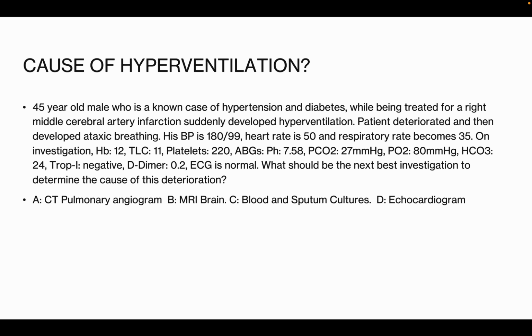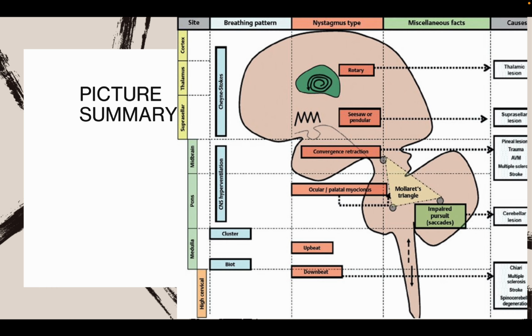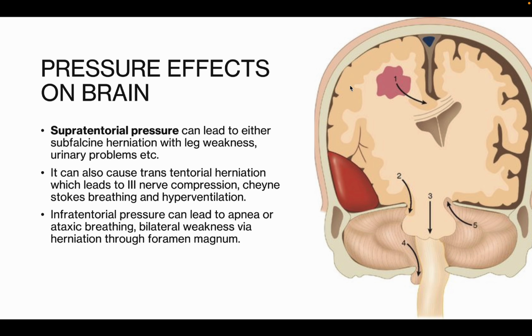So likely an MRI brain would be needed to find out if the bleed or stroke that the patient has, now in this case it's a stroke, middle cerebral artery infarction, has increased in size and the pressure on the brain is increased or not. And as we have previously shown you in this diagram, if there was a middle cerebral artery infarction here, it can very well cause the pressure to increase and the brain to herniate down below here. Eventually, the pressure can transmit here and the brain can completely herniate down from below the foramen magnum. And that would cause ataxic breathing and bilateral weakness because of the herniation.